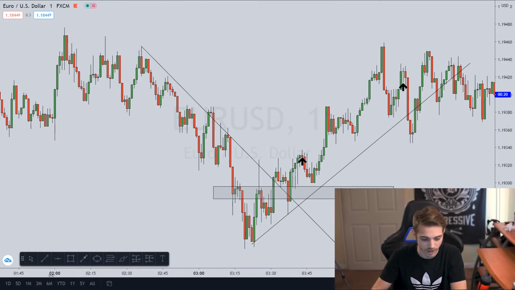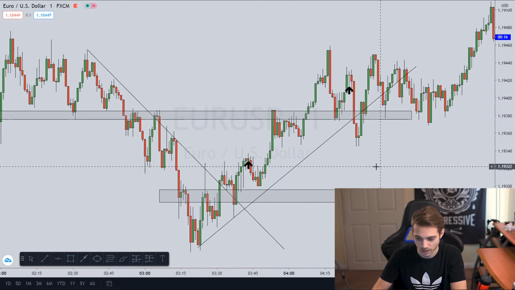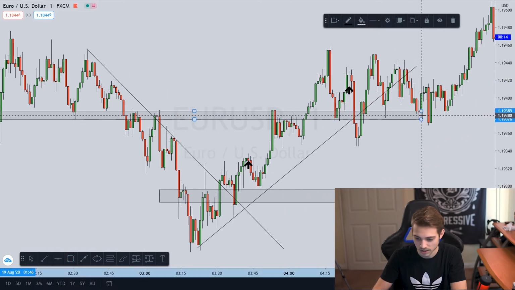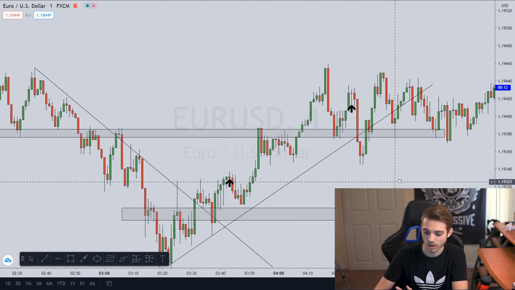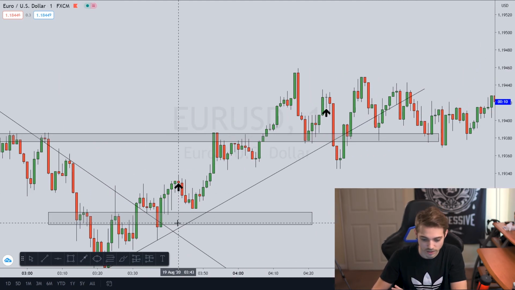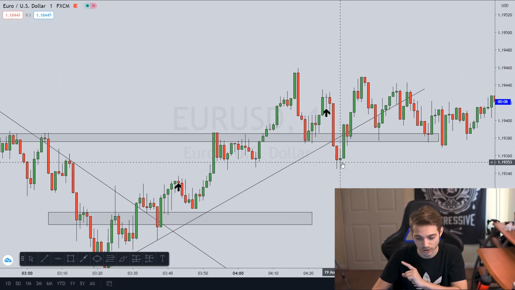You can also see that we have this key area in the market roughly in this area right here. So I basically did the same thing. I was just waiting for all of my confirmations to line up. We can see that price is trending up. That was my first confirmation.